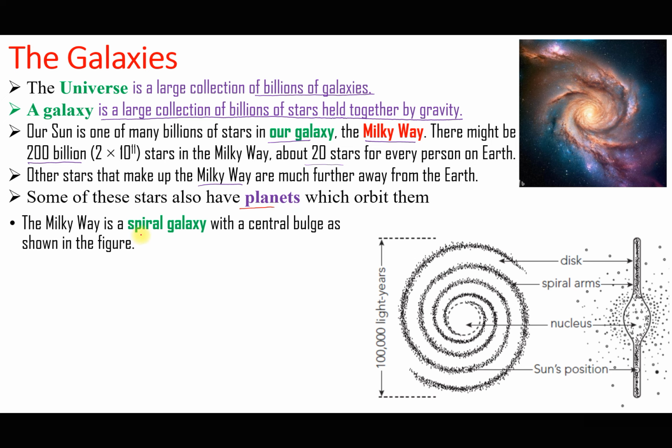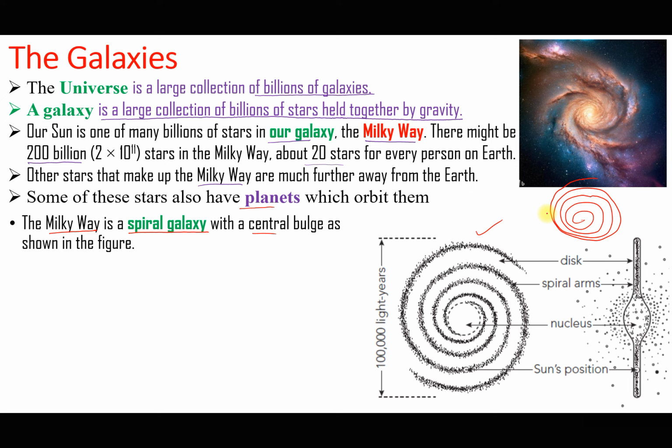The Milky Way is a spiral galaxy. So our galaxy, which is the Milky Way, is a spiral. It is a spiral galaxy with a central bulge, so the center bulges as shown in this figure here. So this is how we would represent it.